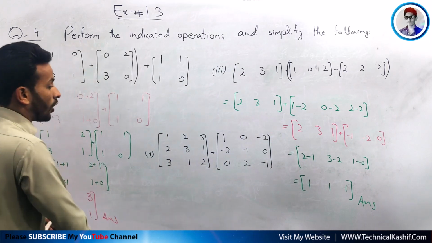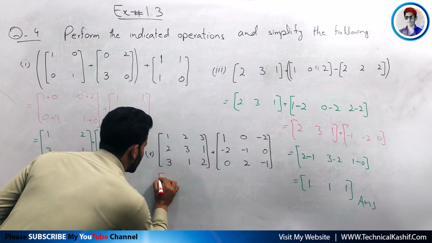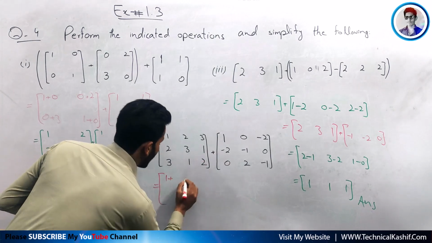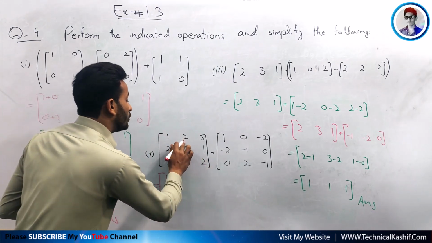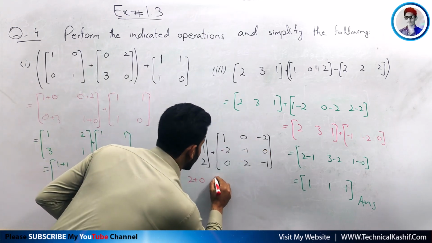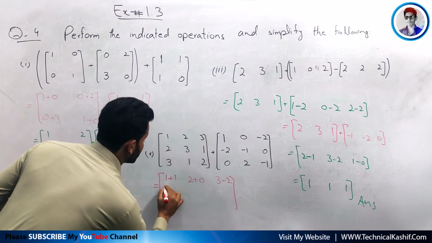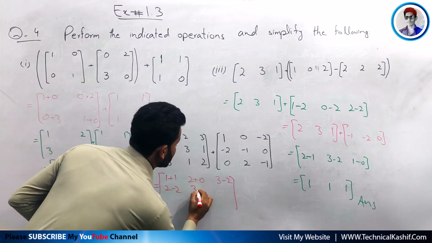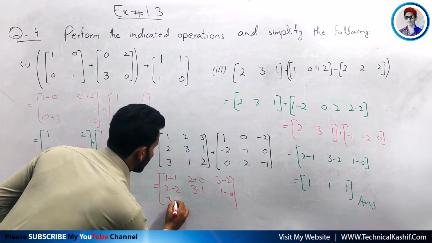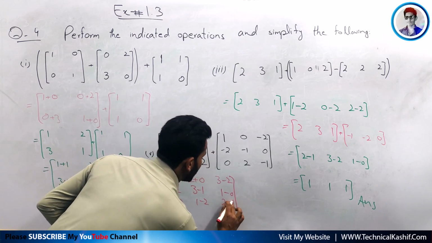Next we solve the fifth part of question number 4. It is easy because it has only two matrices of order 3 by 3. Corresponding entries are operated on with each other: 1 plus 1, 2 plus 0, 3 minus 2. In the second row, 2 minus 2, 3 minus 1, 1 minus 0. In the third row, 3 minus 0, 1 minus 2 and 2 minus 1.